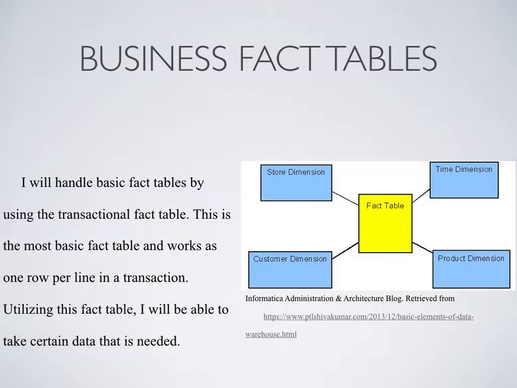Business fact tables. I will handle business fact tables by using the transactional fact table. This is the most basic fact table and works as one row per line in transaction. Utilizing this fact table, I will be able to take certain data that is needed. For this fact table, we have store dimensions, customer dimensions, time dimension, and product dimension. They are all connected to the fact table.